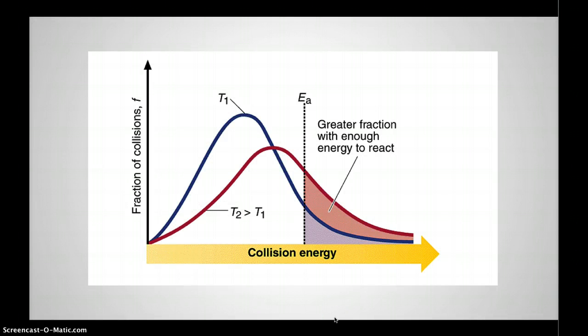Okay, so this graph represents the idea behind an increase in temperature. The temperature increases the average kinetic energy of the molecules. If there's more energy, then there are more collisions meeting the activation energy, which is shown right here. And since there are more effective collisions, the rate of reaction increases.